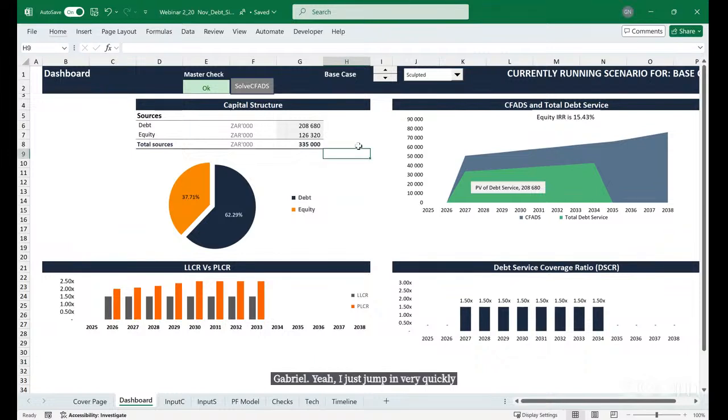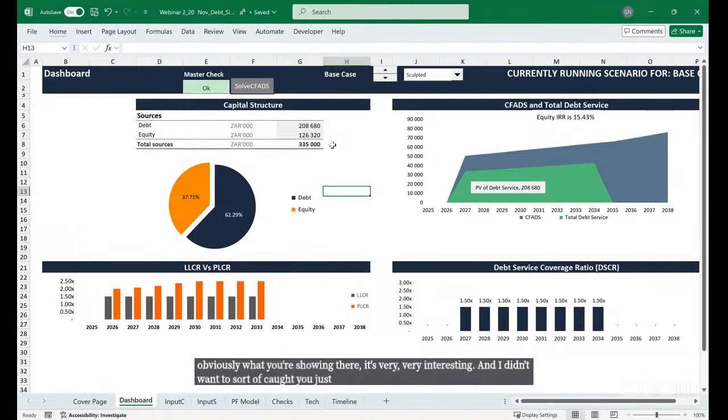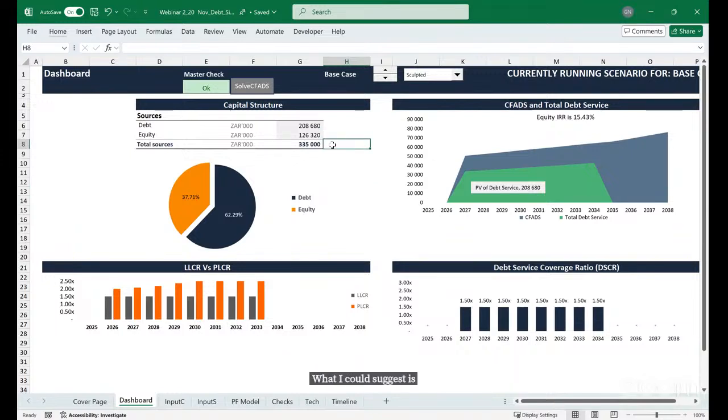Because I think I just want to be a little bit conscious of time. Obviously, what you're showing there is very, very interesting, and I didn't want to cut you short. What I could suggest is, if we can find a way to wrap it up in a couple of minutes, and we can just invite questions from people.